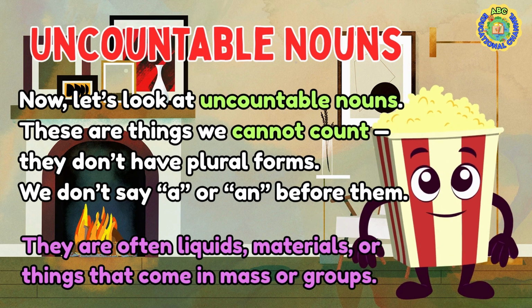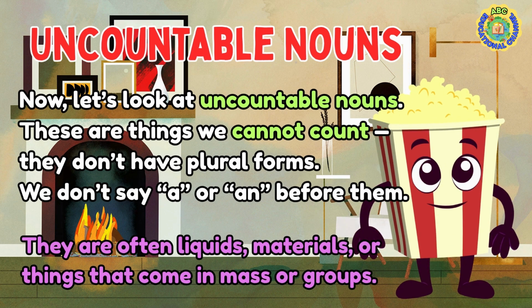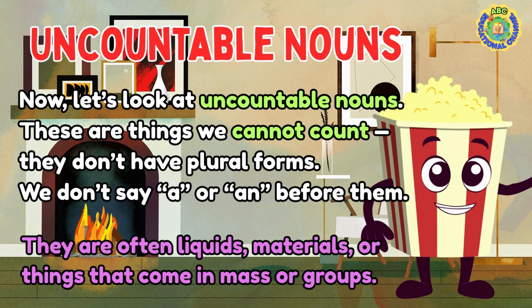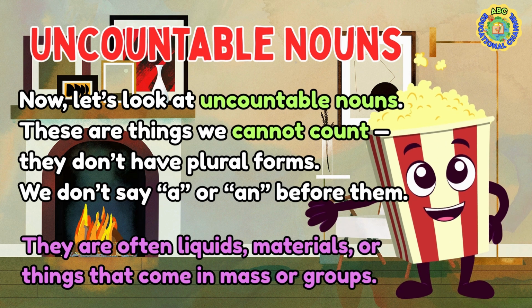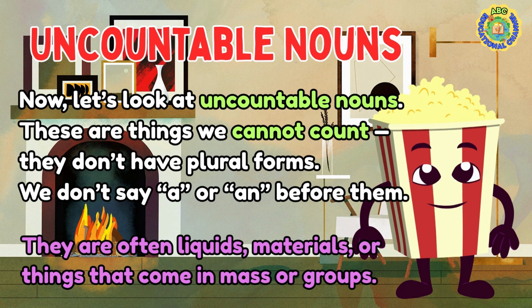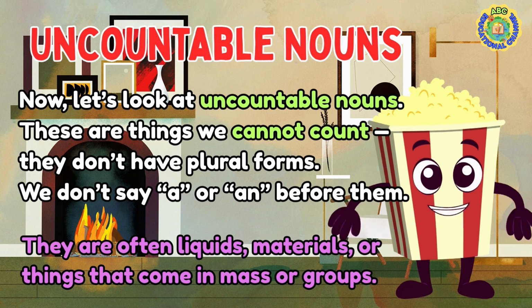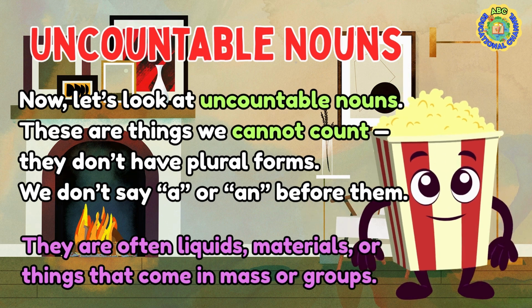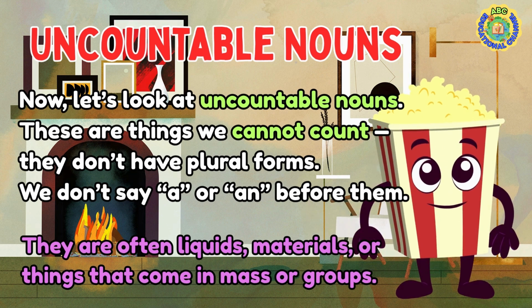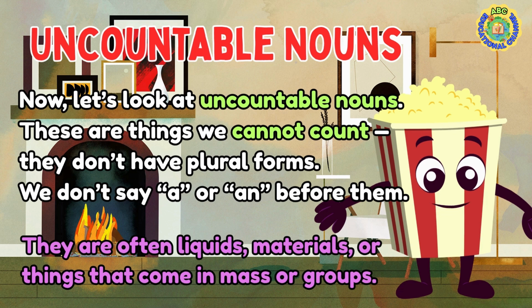Uncountable nouns. Now, let's look at uncountable nouns. These are things we cannot count. They don't have plural forms. We don't say a or an before them. They are often liquids, materials, or things that come in mass or groups.